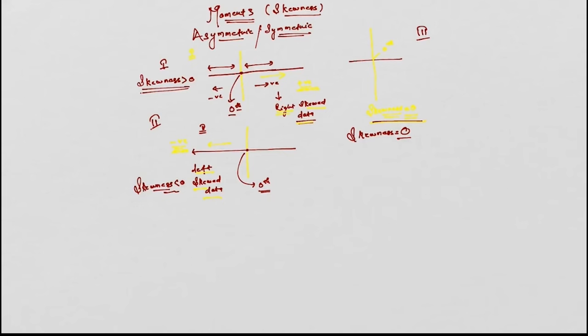However, in statistics, the maths is required. You have to prove whether it has positive skewness, negative skewness or zero skewness. If the data has zero skewness, it is symmetric data. If a data has positive skewness, it is right stretched data. And if it has negative skewness, then it is left stretched data.